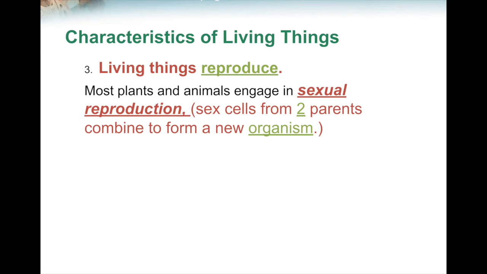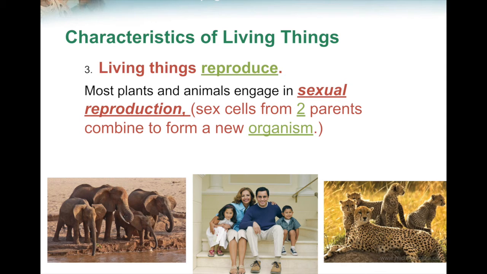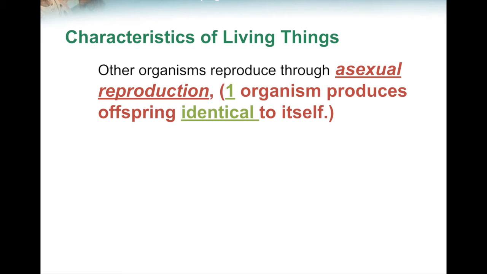So a lot of animals reproduce in this way. There's egg from one parent and the sperm from the other parent, and then they join. The other type of reproduction is asexual reproduction. In this case, only one parent is needed, and basically that one parent makes a copy of itself, and that's how the new organism is made.